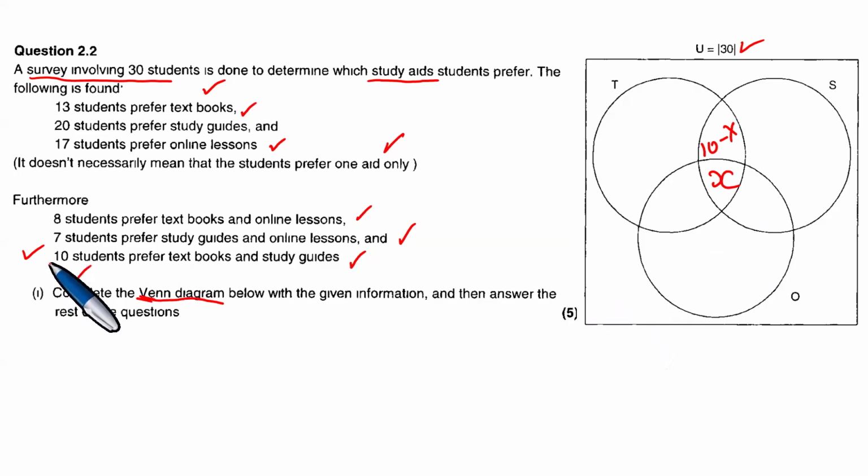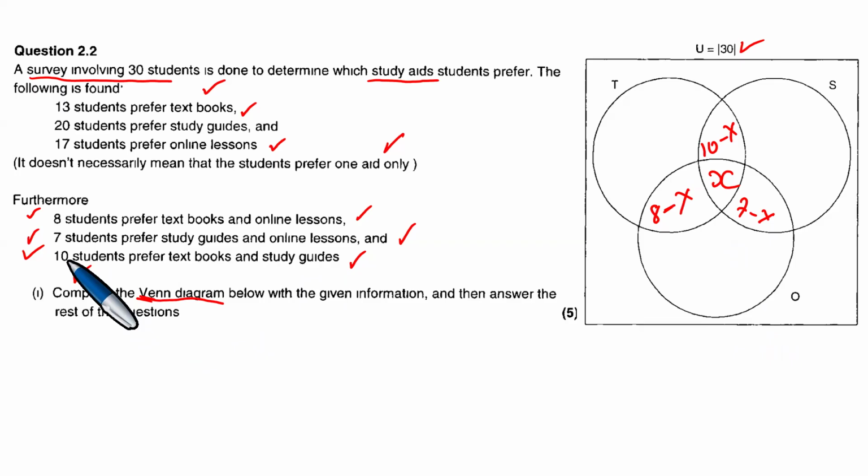But now there are, for instance, 7 students who prefer study guides and online lessons. Right, study guides and online lessons are 7. So here we'd have 7 minus x also. And we have 8 students who prefer textbooks and online lessons, textbooks and online lessons, and those students are 8. So you have 8 minus x exactly that way.